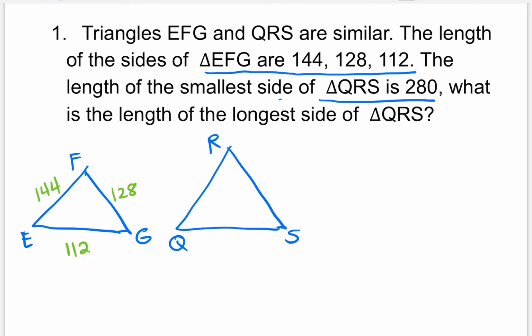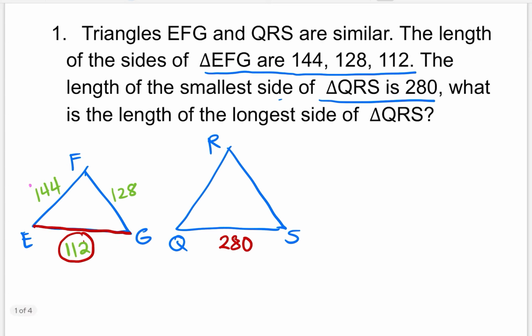The length of the smallest side of QRS is 280. So I have to find the smallest side of the other triangle. It's not drawn for accuracy, just a representation, but this is the smallest number. So I have to place the smallest side of QRS on this side of the triangle. So they correspond to each other. Now, what is the length of the longest side? So with this information, I have to find the longest side of the given triangle, EFG.